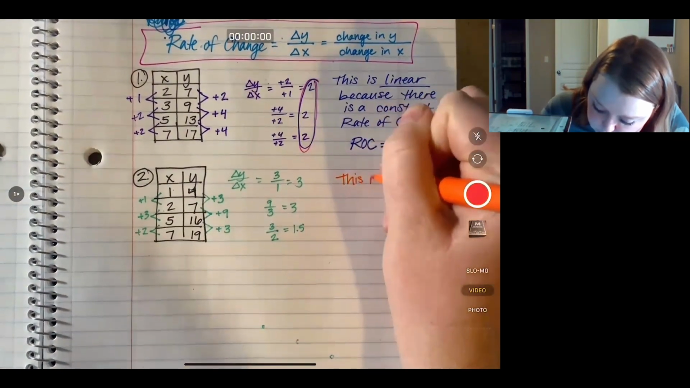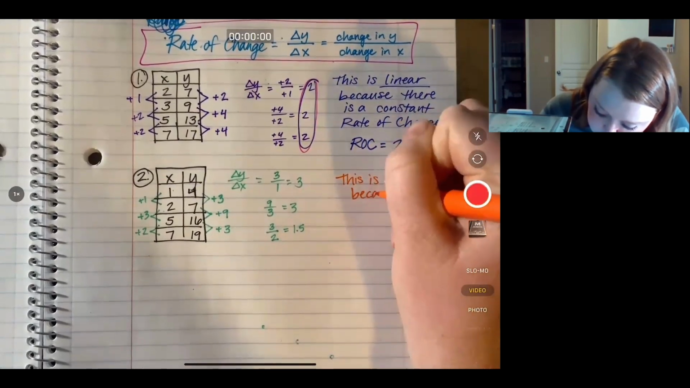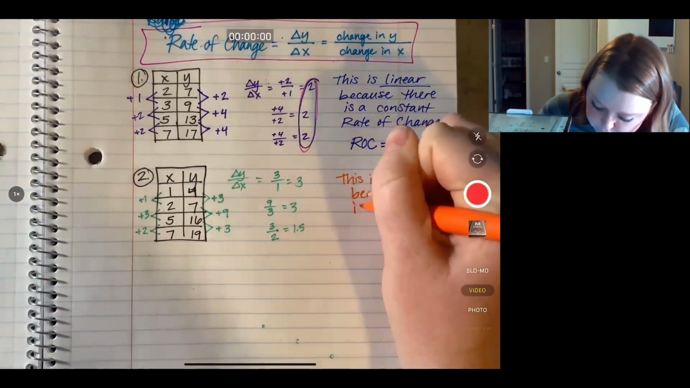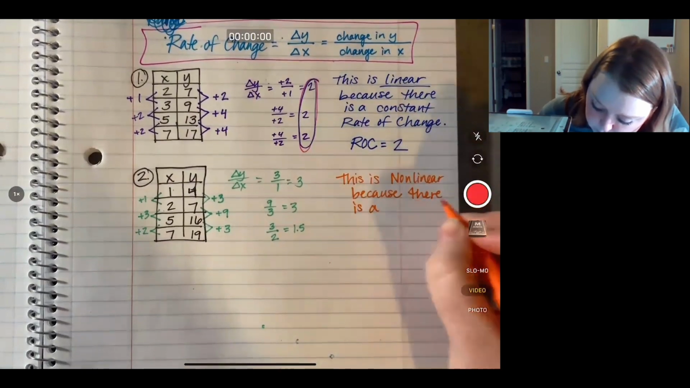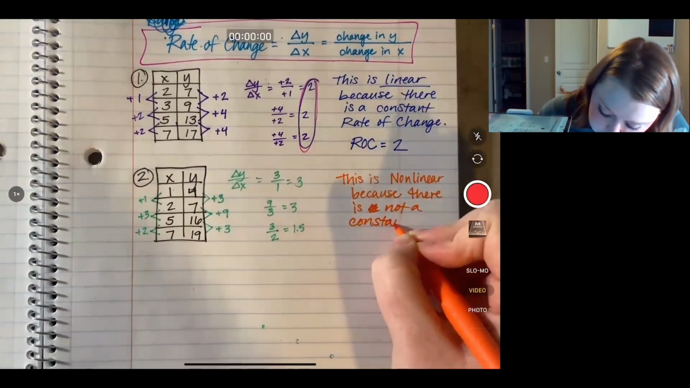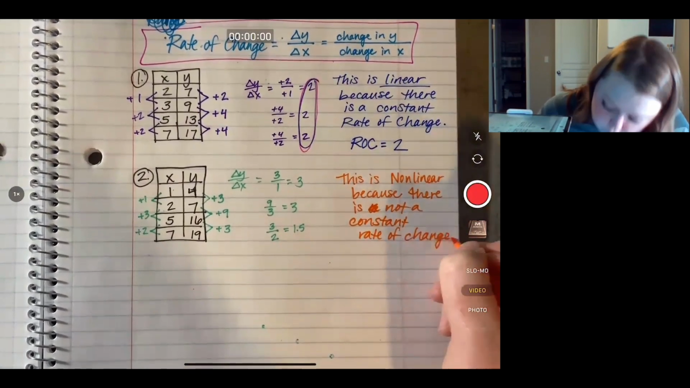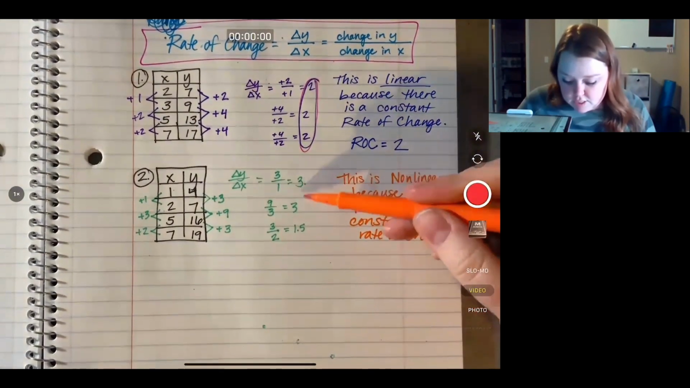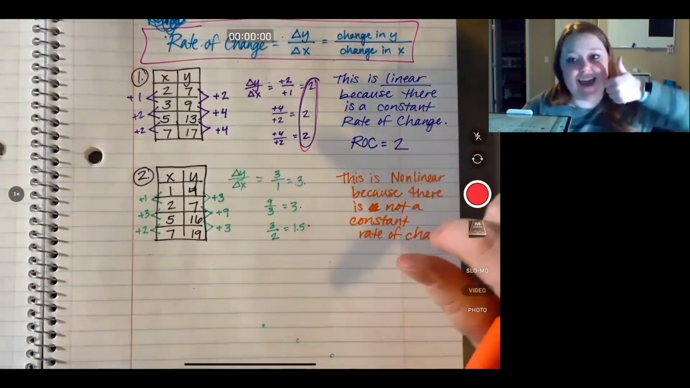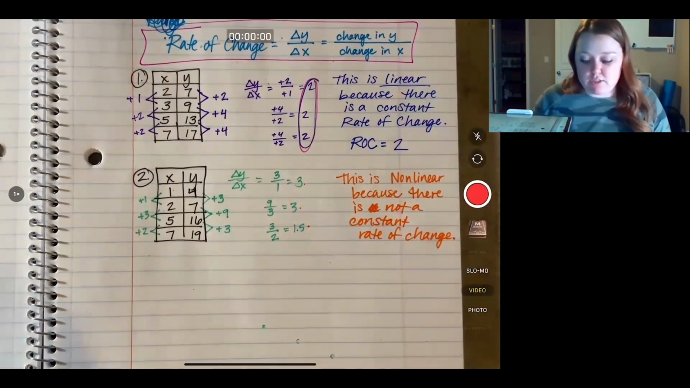You would say this is nonlinear because there is not a constant rate of change. Okay. If this does not stay constant, if it changes, it's not linear. If this was like 3, 3, 3, yeah, linear. But it's not, it changes. So if there's no constant rate of change, then it's nonlinear.